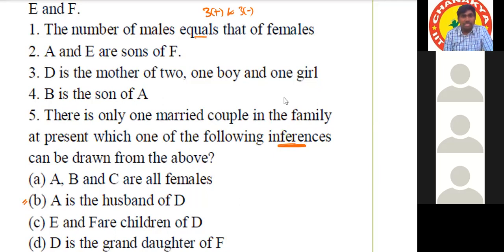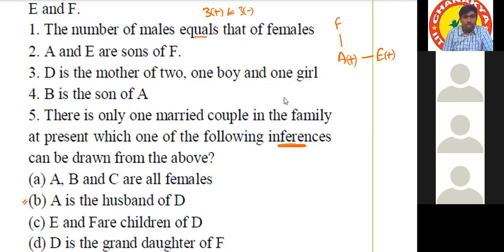A and E are sons of F. So A is male or female? Male. And E is male also, sir. Male, male. And these 2 are sons of F. Can you say F's gender from this statement? No, sir, we cannot declare.